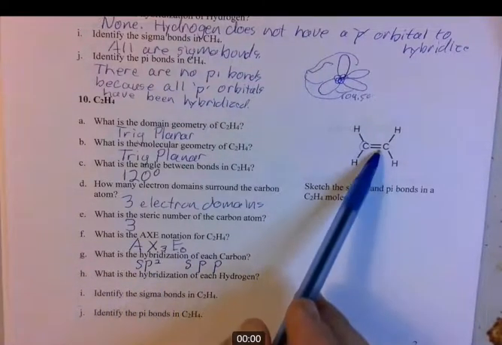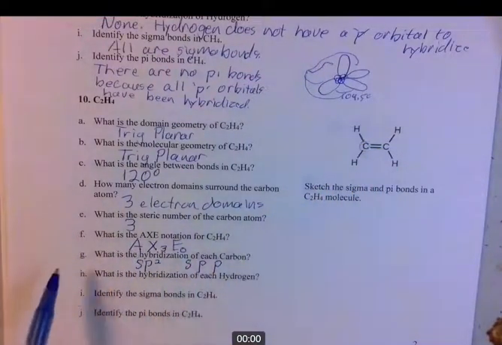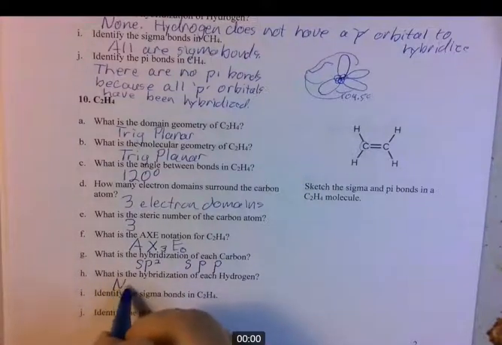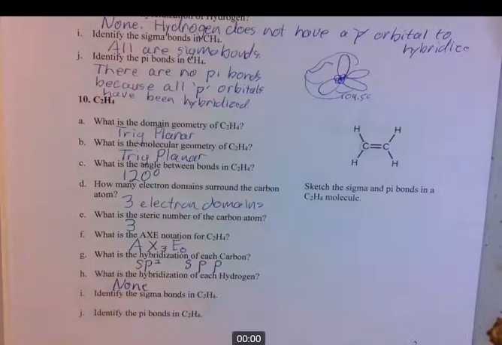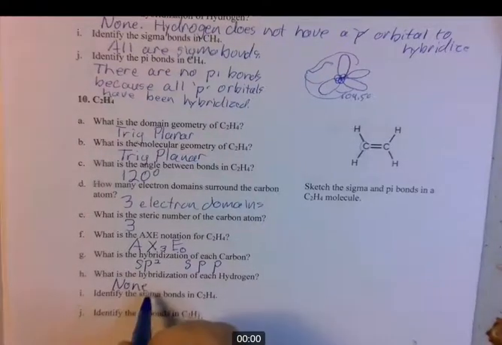What's the hybridization of hydrogen? Same thing as I answered in the last question: none. It doesn't have a p orbital, it just has its little 1s orbital to bond with, and that's what it bonds with. There's no hybridization there.